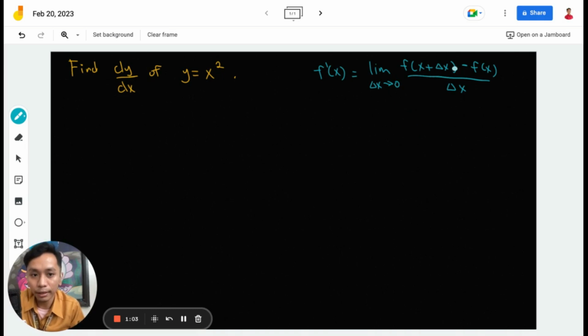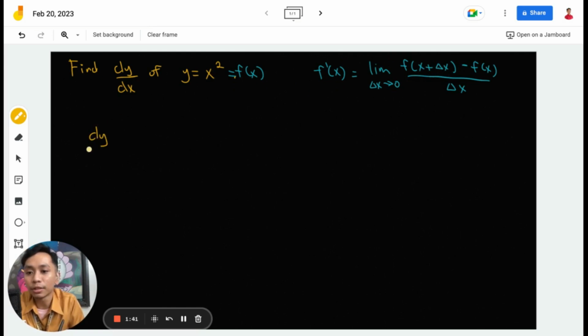So paano natin gagamitin itong limits definition paghanap ng derivative nitong x squared? So the idea is to remember that y is also the same as f of x. Meaning to say, if we're asked to plug in f of x, we're going to put the entire function x squared dito. Medyo tricky lang dito sa limits definition is this part sa numerator, yung f of x plus delta x. Pero ang idea lang is you replace every x dun sa function with x plus delta x. So this is how it works.